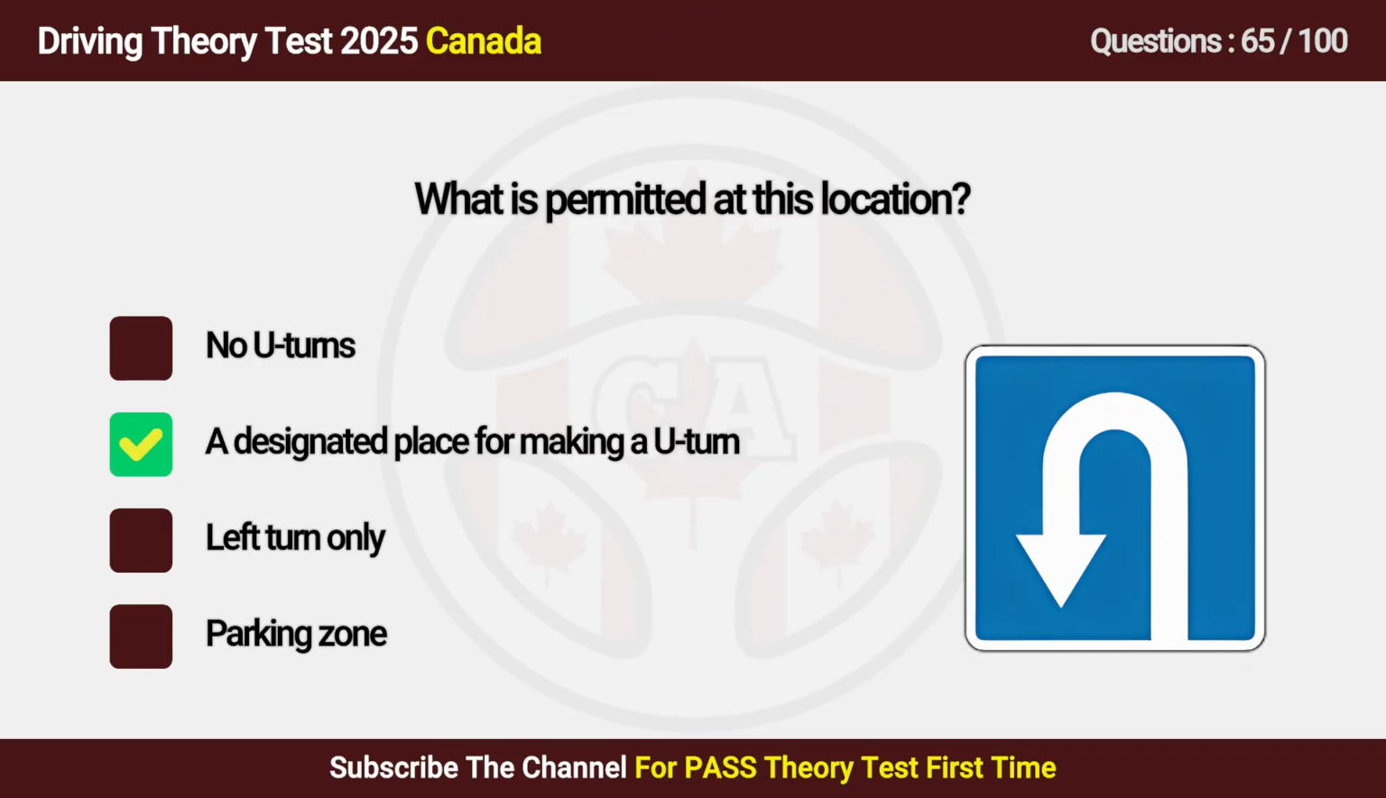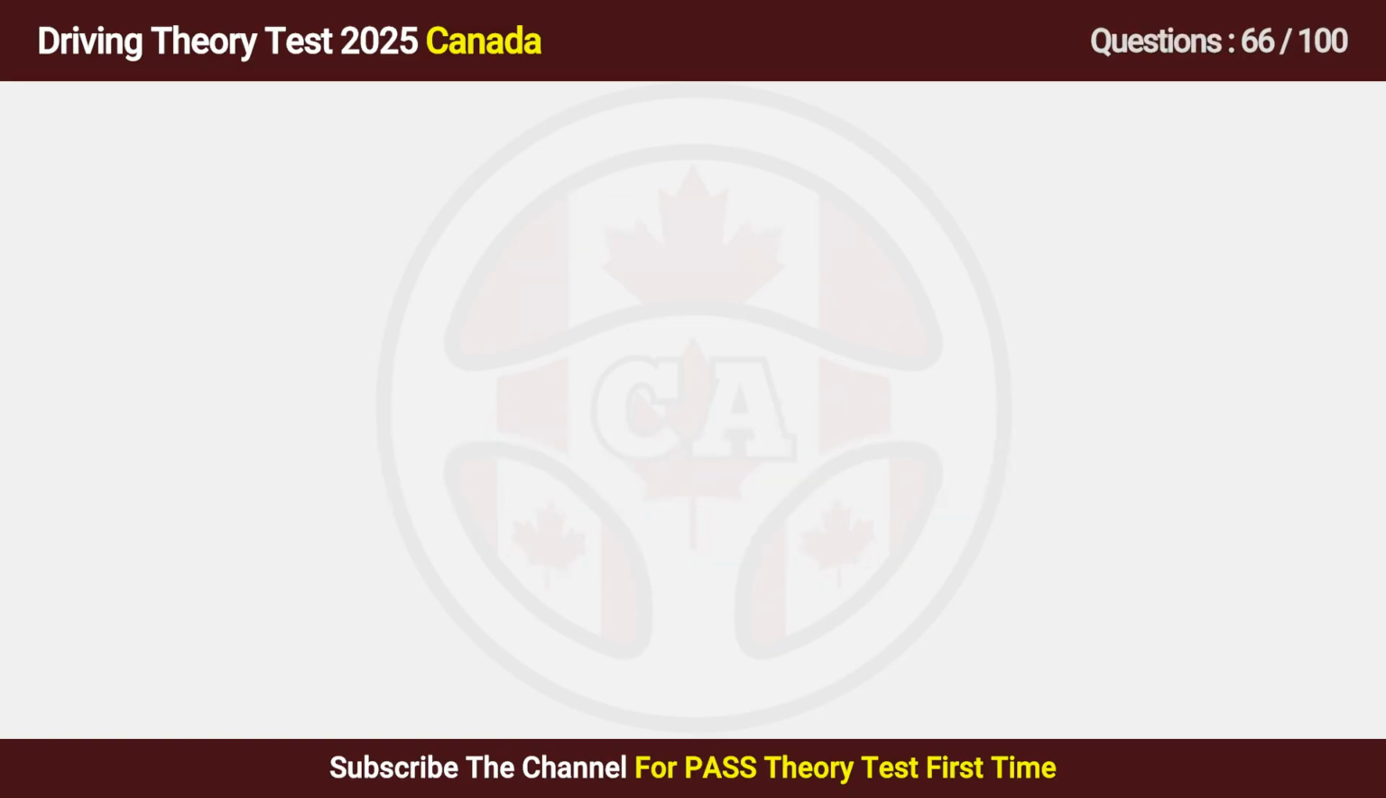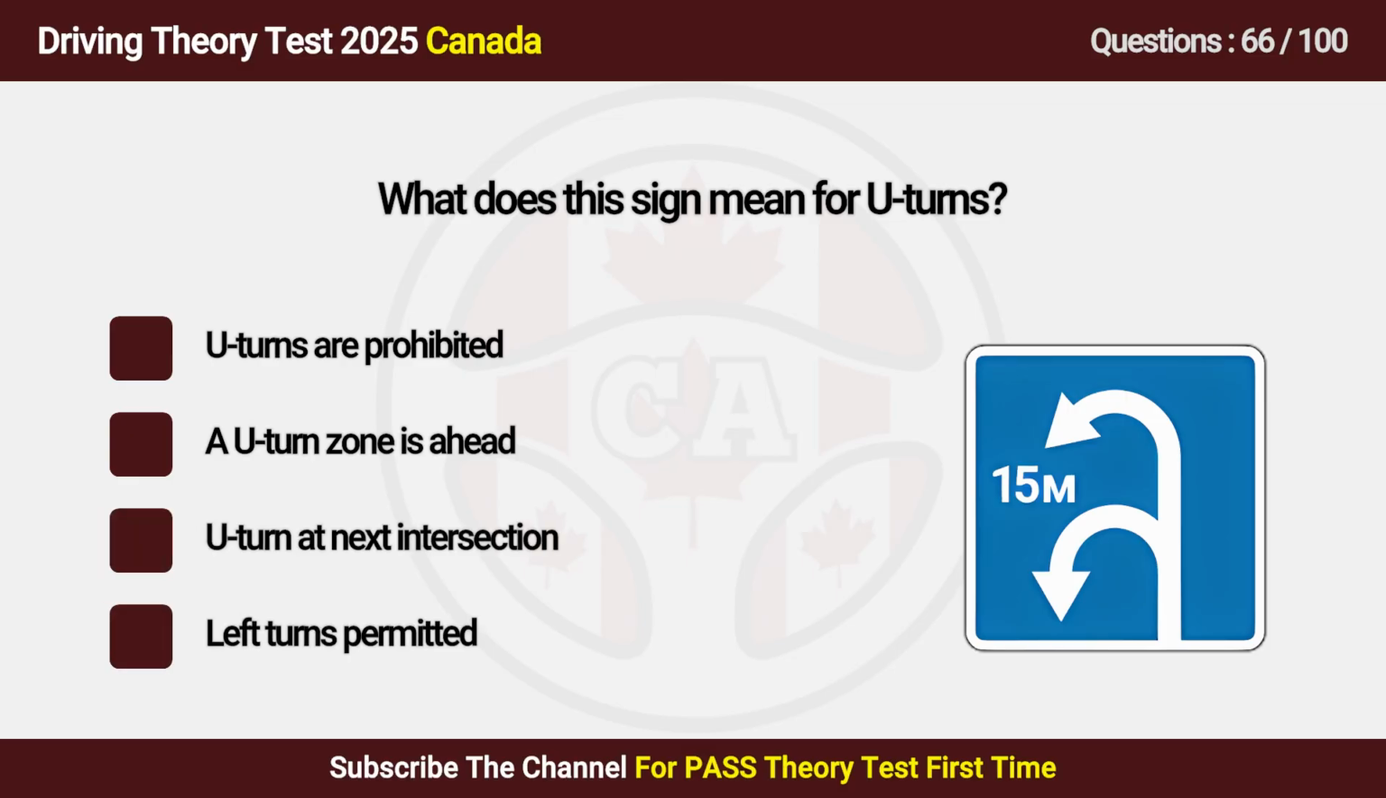Answer is B. A place for making a U-turn. This sign indicates a place where U-turns are permitted. Drivers may turn their vehicle around to proceed in the opposite direction. Question 66. What does this sign mean for U-turns?